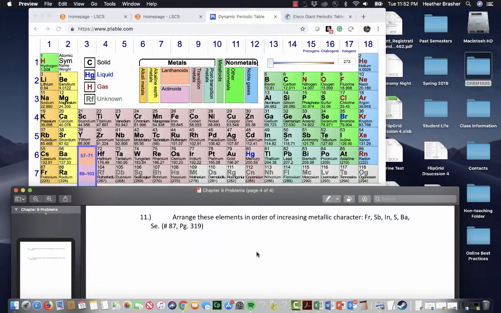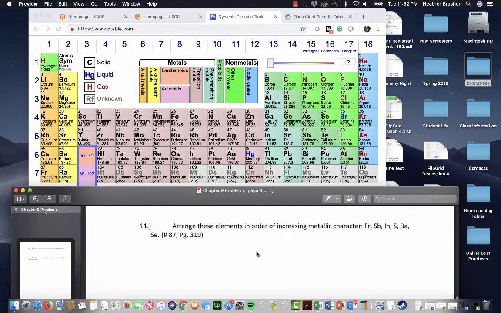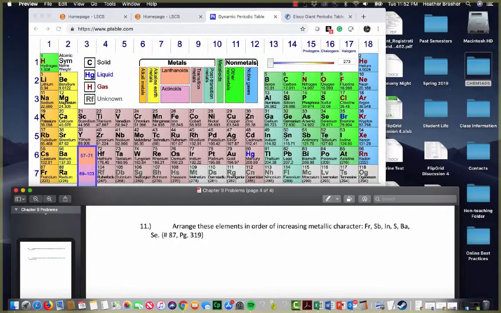And I believe, is this our last question? Yes, this is our last question. And so on metallic character, this is number 87. And you can find this figure on page 311, right? So metallic character decreases as you go down and decreases as you go across. So the least metallic is going to be over here.